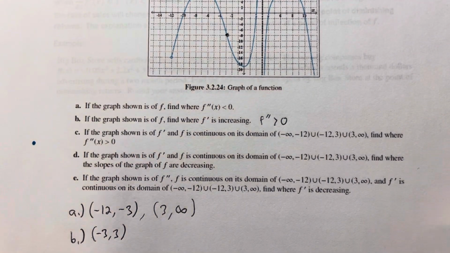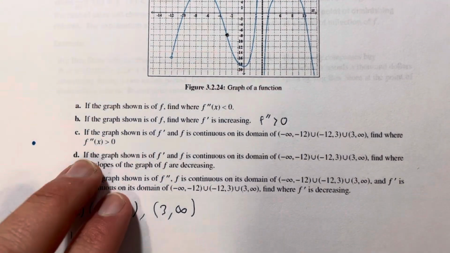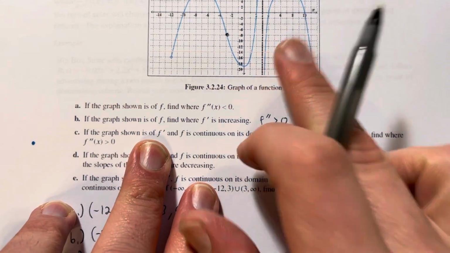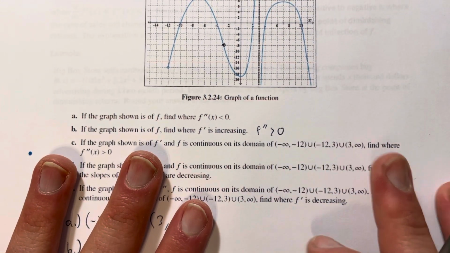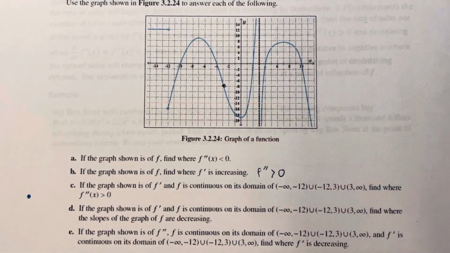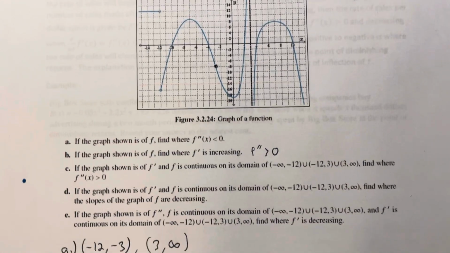and that's going to be the interval that we use to answer that question. Okay, part C, if the graph shown is of f prime now, so we're no longer thinking of this as f like we did for parts A and B. Now we're thinking that there is a function f, but what we're shown here is not the graph of f, it's the graph of its derivative.